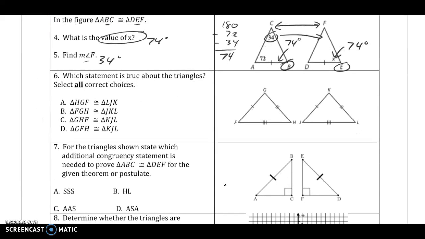Which statement is true about the triangle? Select all. That's the key thing here, is more than one congruent. Remember, mark what's needed, such as F is congruent to 1 and 3, J, G with K, and H with L. And those should match. Those colors don't match.